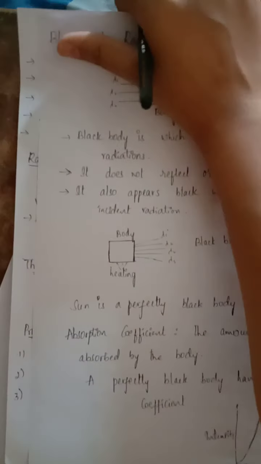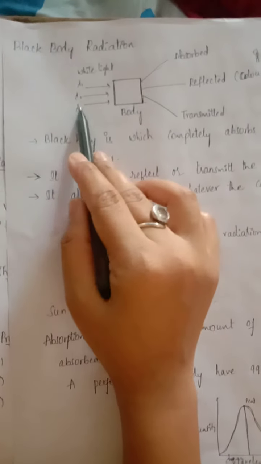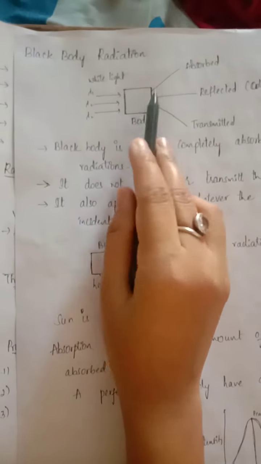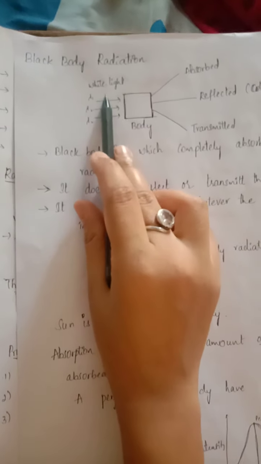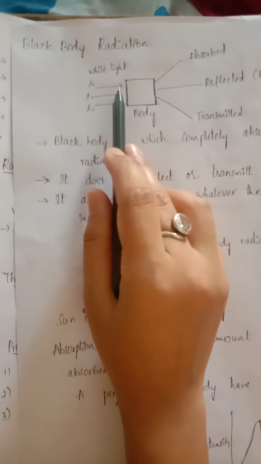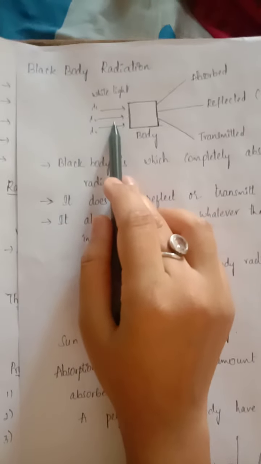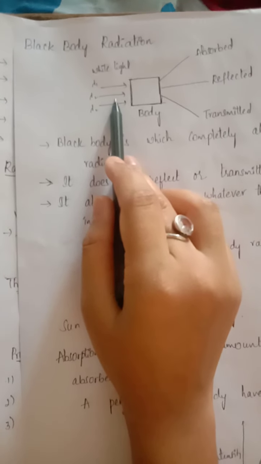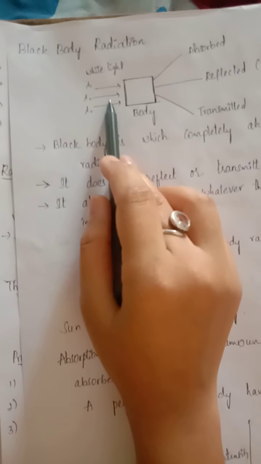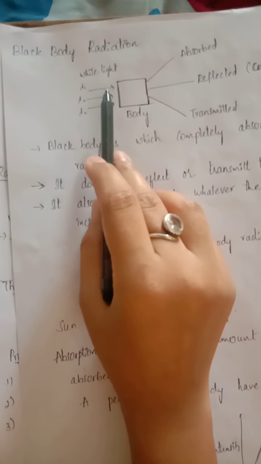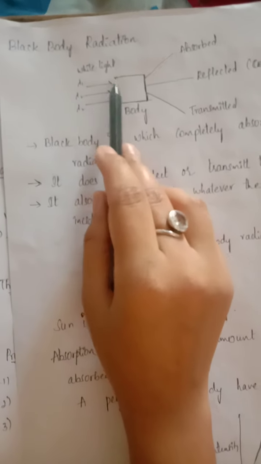Now before going to know black body radiation, first we have to know the basic phenomena. Whenever we take white light and it falls on any object, which we call a body, white light comprises many wavelengths, because it is not monochromatic light. White light consists of 7 colors, the VIBGYOR colors: violet, indigo, blue, green, yellow, orange and red. Each color has a different wavelength.